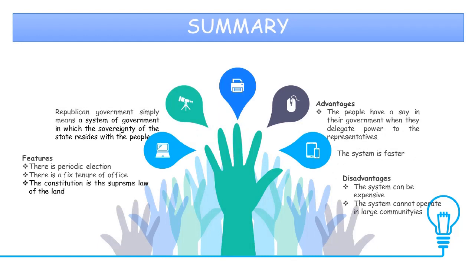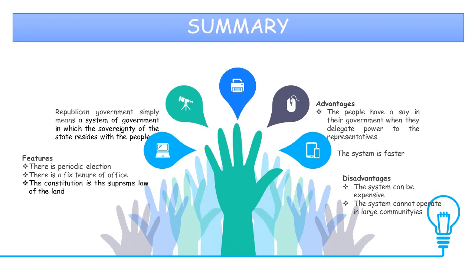Summary. Republican government simply means a system of government in which the sovereignty of the state resides with the people. Features. There is periodic election. There is a fixed tenure of office. The Constitution is the supreme law of the land.